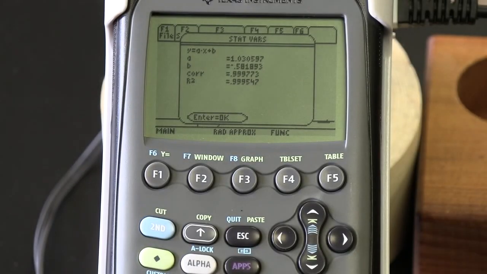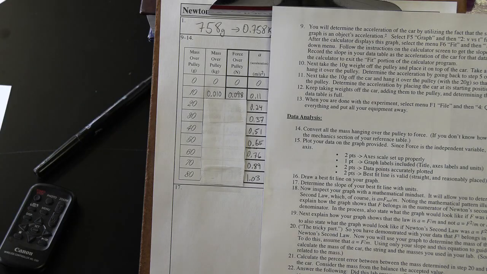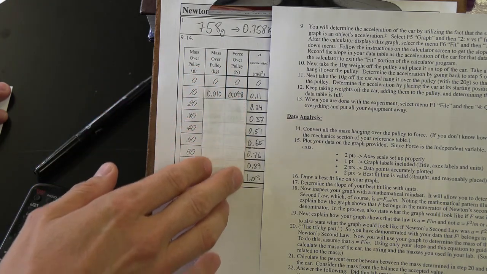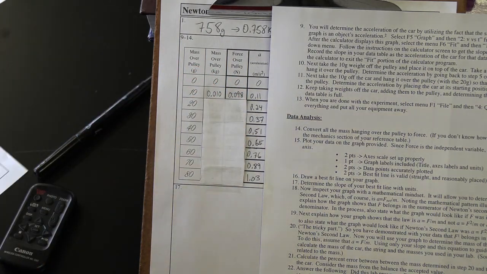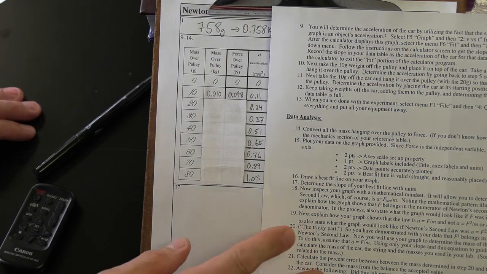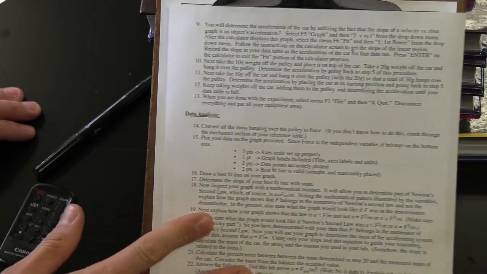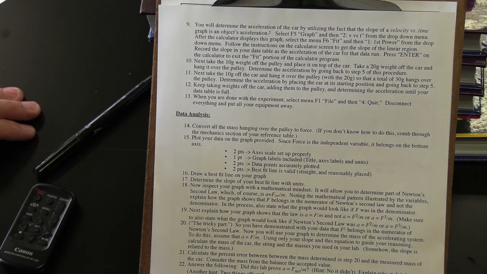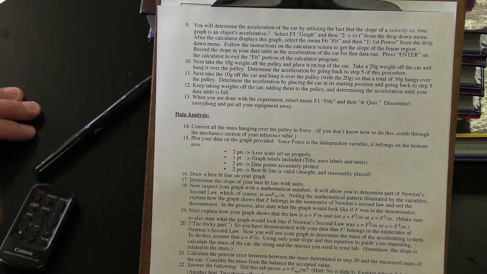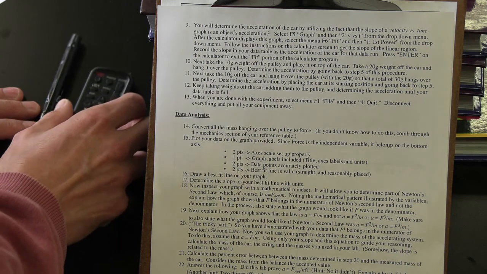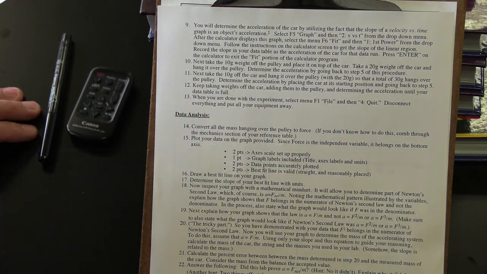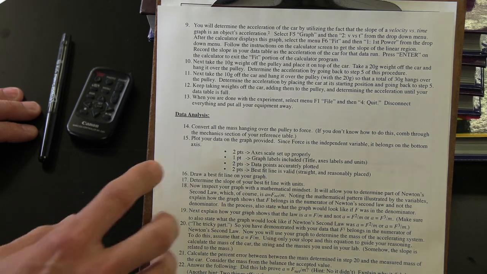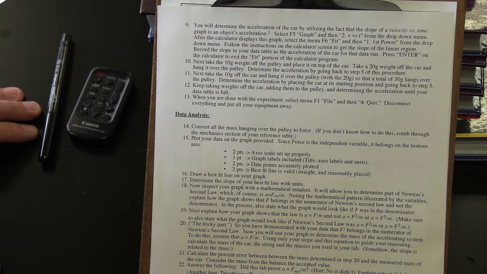So that's it for data collection. Okay, so here's all my data. Again, you're getting your own from the Google Classroom stream and that Google Sheet. And at this point, I've done the procedure for you, but in the data analysis, we are on step 14. So this is now where you're going to want to follow the procedure from here on. Of course, I'll do it with you, but you're going to want to read carefully also as you're working through this lab. So the first thing, step 14, convert all the mass hanging over the pulley to force.